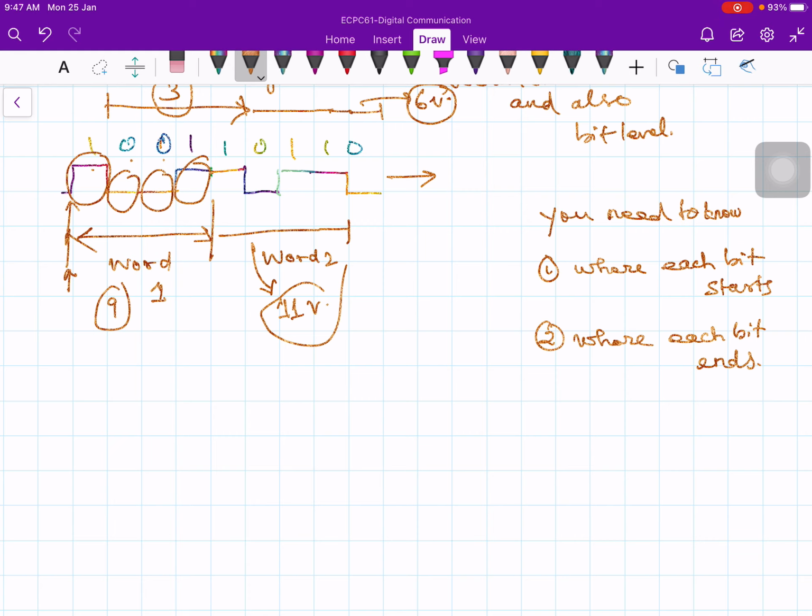Okay, therefore if you have good bit level synchronization, it is very easy to derive the corresponding word level synchronization. If you know the bit level synchronization, then you know how many bits are needed for a word. For example, if you take a 4-bit word, then you just count 4 bits and you can say, okay, this is my first word and this is my second word. So it's not a big deal.